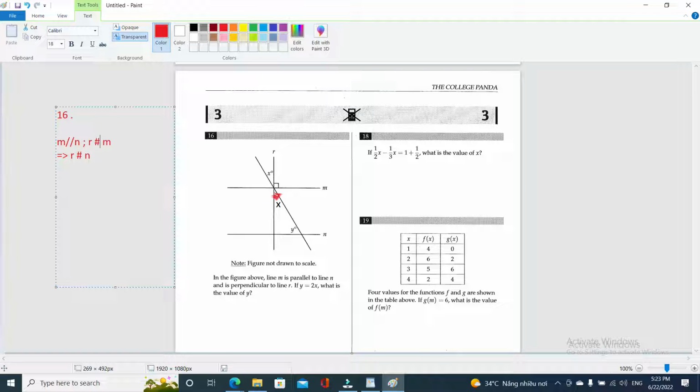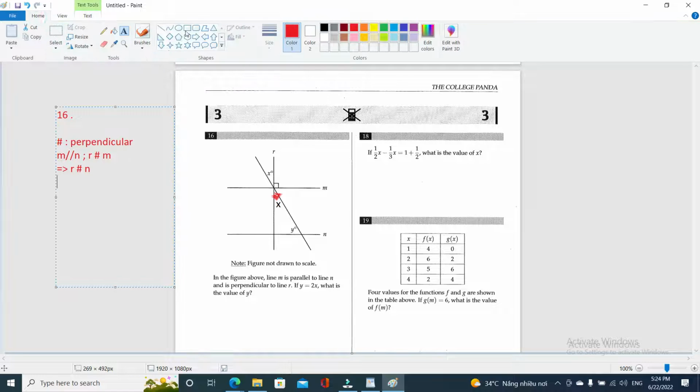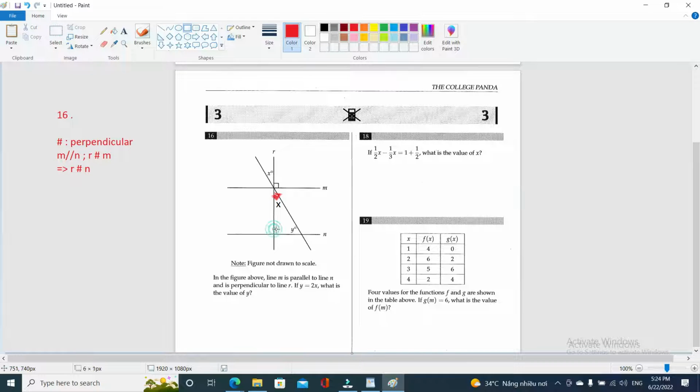So because m is parallel to n, and r is perpendicular to m, r also has to be perpendicular to n. So this is perpendicular. So we're going to denote perpendicular here. Okay, so now we see the triangle here.